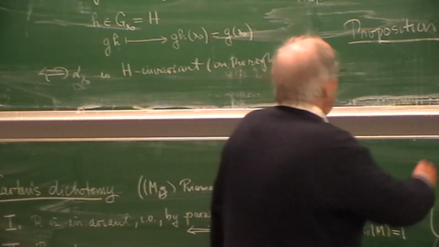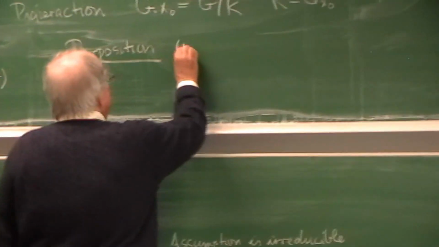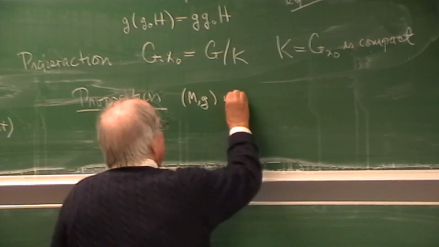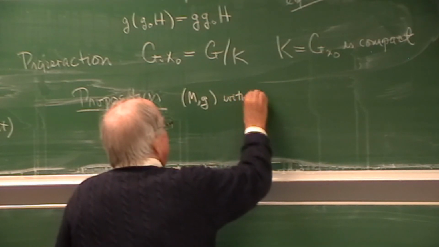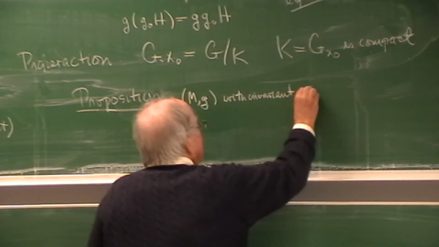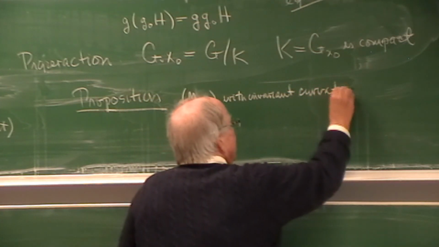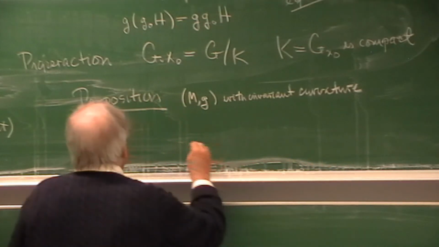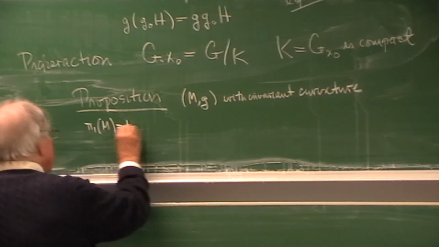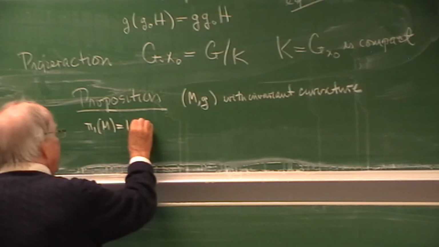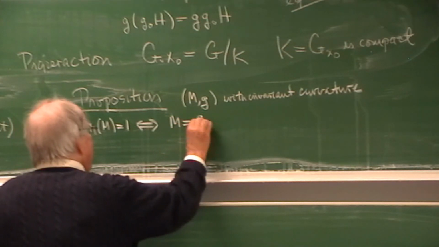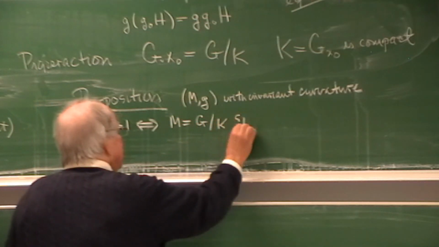Proposition. M = G/K with invariant curvature, with M simply connected. This is no assumption, we could go to the base. If and only if M equals G mod K is a symmetric space.